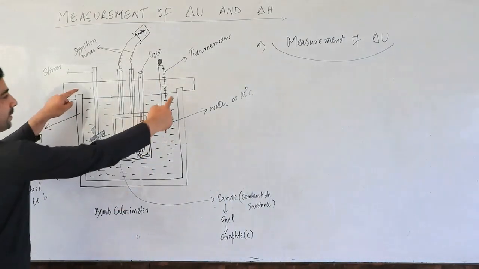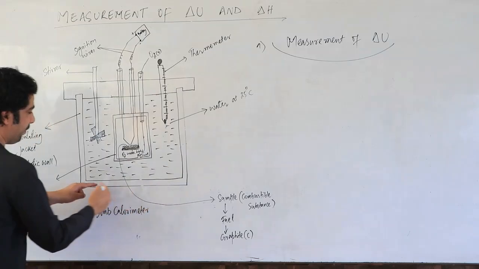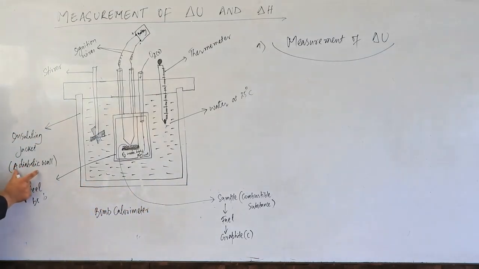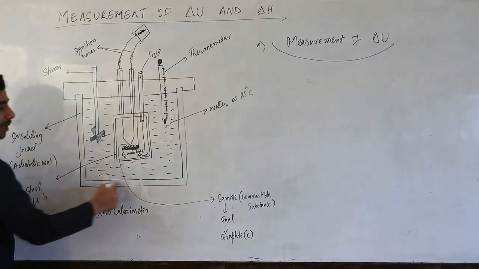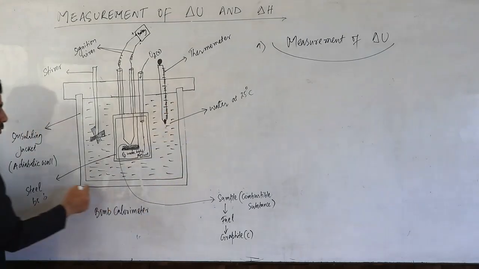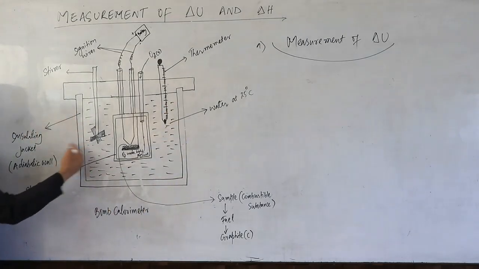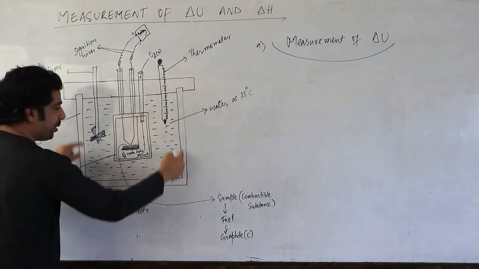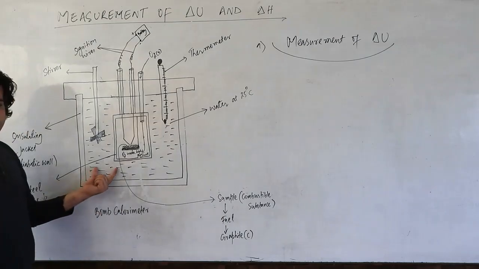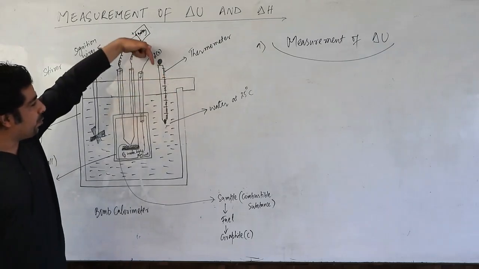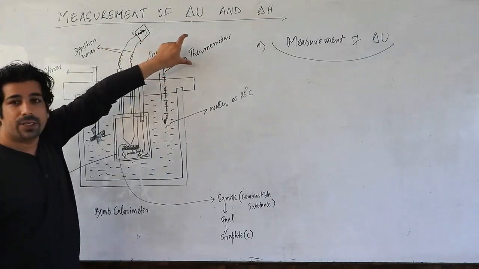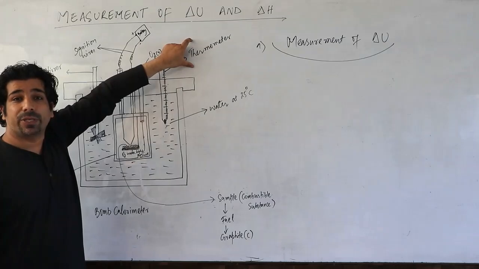These walls are adiabatic walls, or we also call it an insulating jacket. So these walls are adiabatic. That means through these walls heat cannot come out. Inside this chamber you have water at 25 degrees Celsius, and inside the water you have put the thermometer to check the change in temperature.